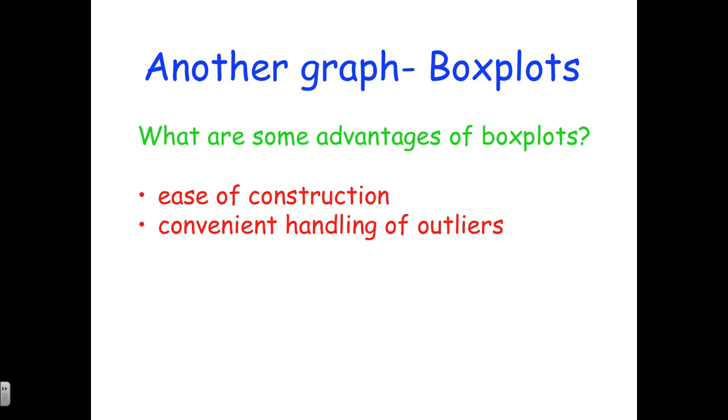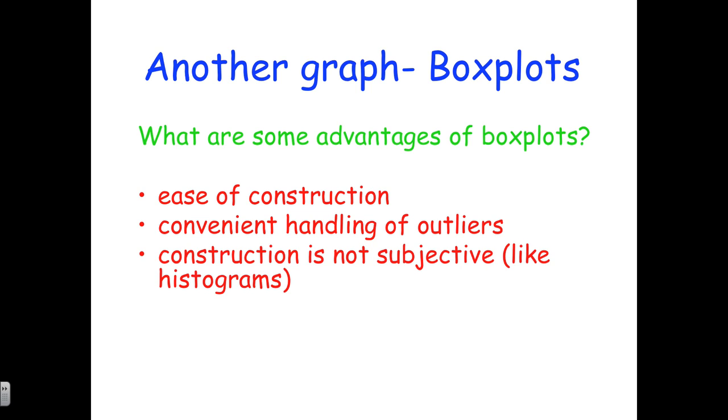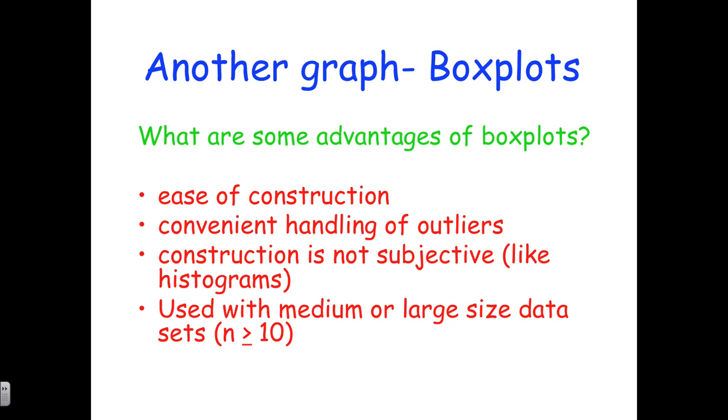And in fact, by using the modified box plot on your calculator, you can tell without doing the calculation whether or not you have outliers. The construction is not subjective like histograms. Do you do 5 bins? Do you do 6? Should you do 10? That's a nice thing. And it's used with medium or large data sets. Small data sets like the baseball teams, not commonly used. And it's very useful when you want to compare two groups.